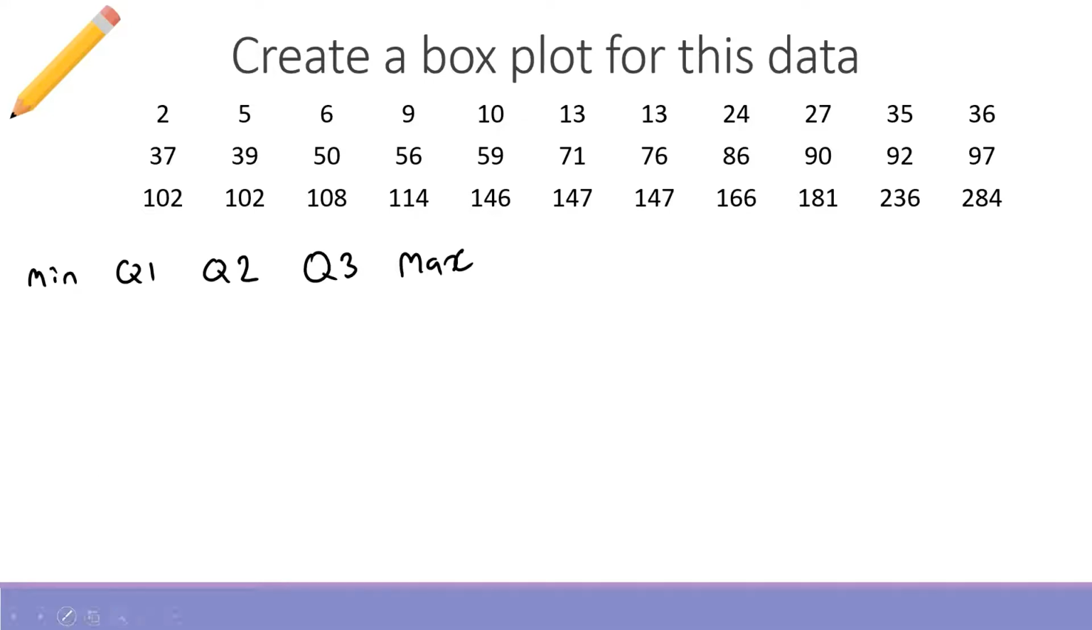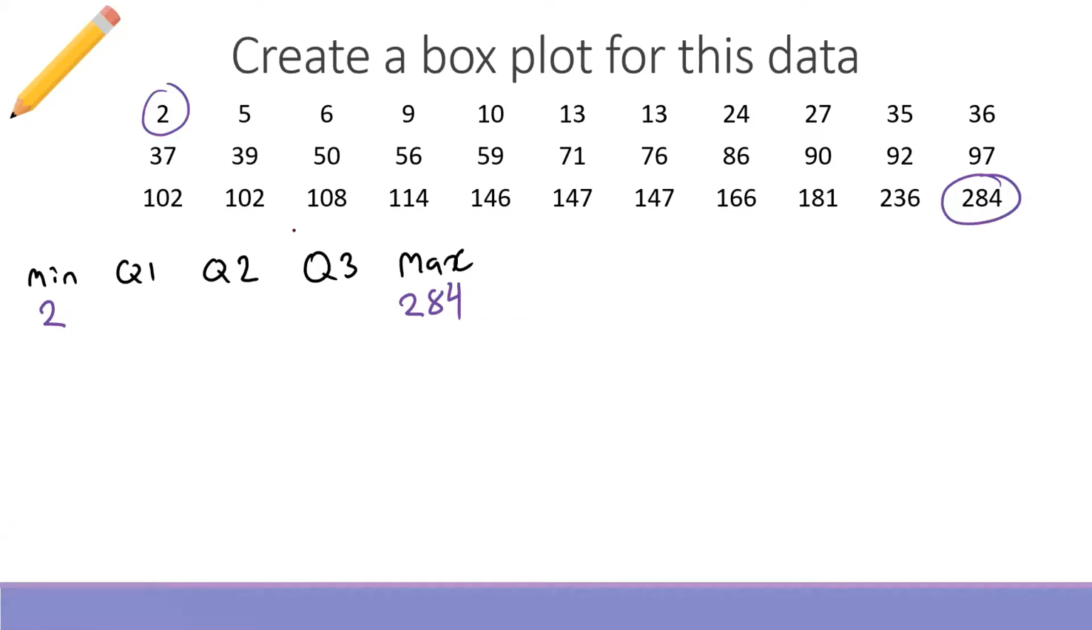So the minimum value and the maximum are the easy ones to pull out. The minimum is 2, the maximum is 284. These might change depending on if we find an outlier. The next thing we want to do is find our median.